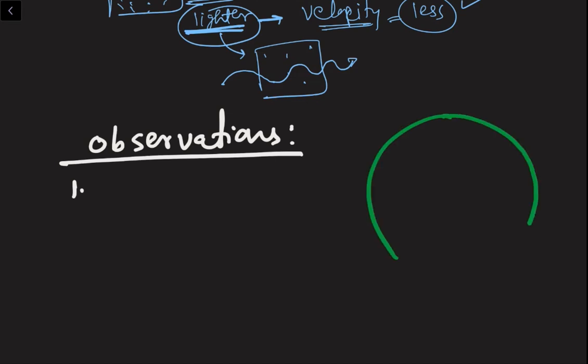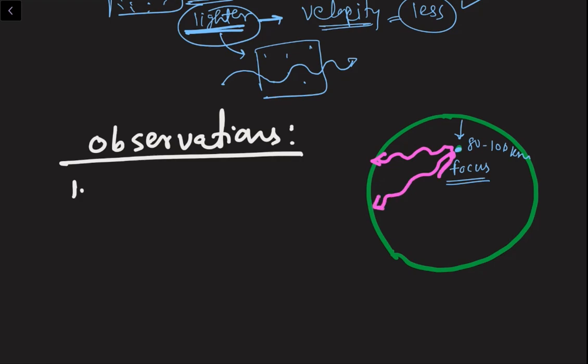Let me show this. Now suppose there is an earthquake here, inside the Earth's crust, let's say around 80 to 100 kilometers deep. This point is called the focus of the earthquake. So at this point, something has happened. The Earth's crust, or Earth's interior, has broken somewhere, and the earthquake happened. Simultaneously, the waves start coming towards the surface. These are body waves. These are P waves and S waves.